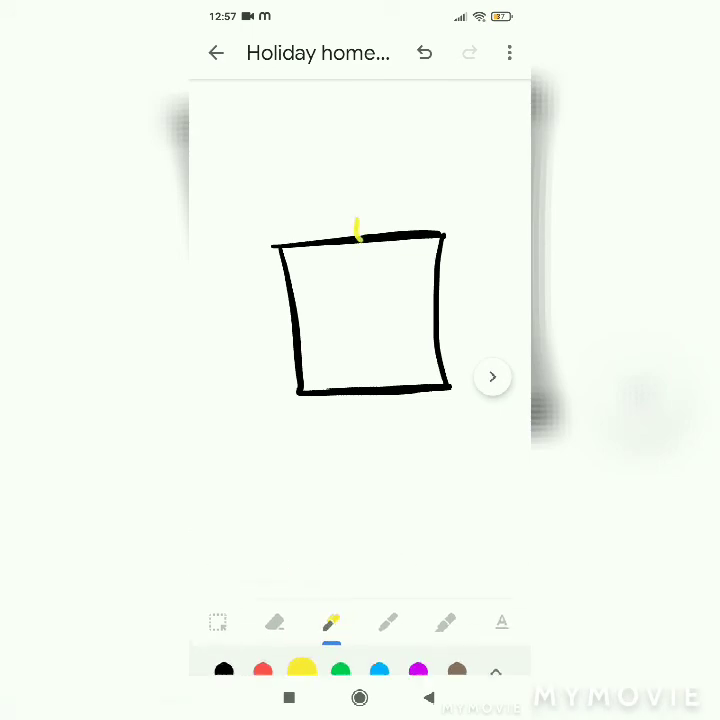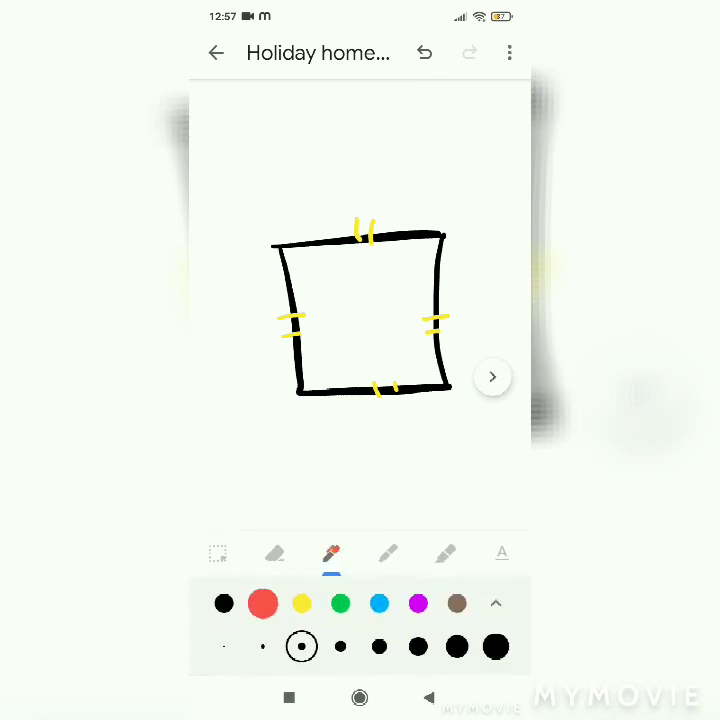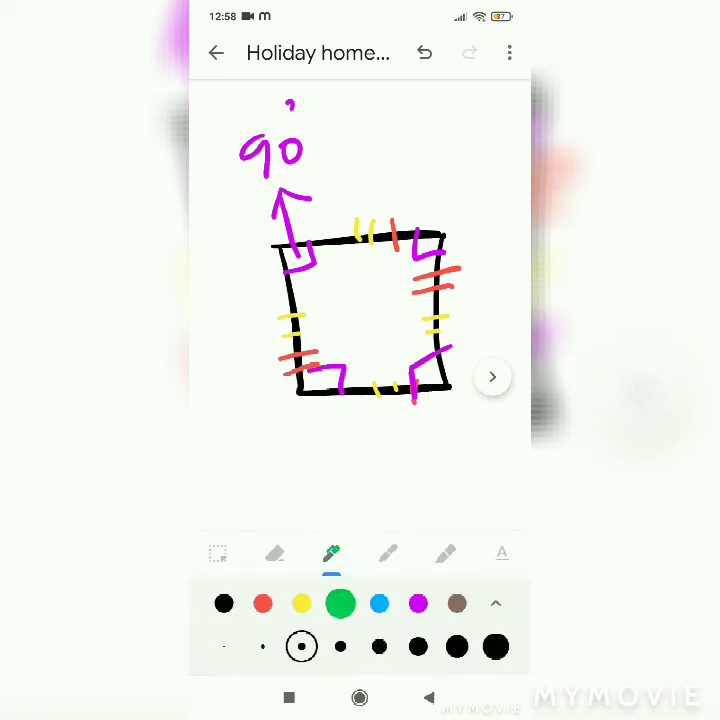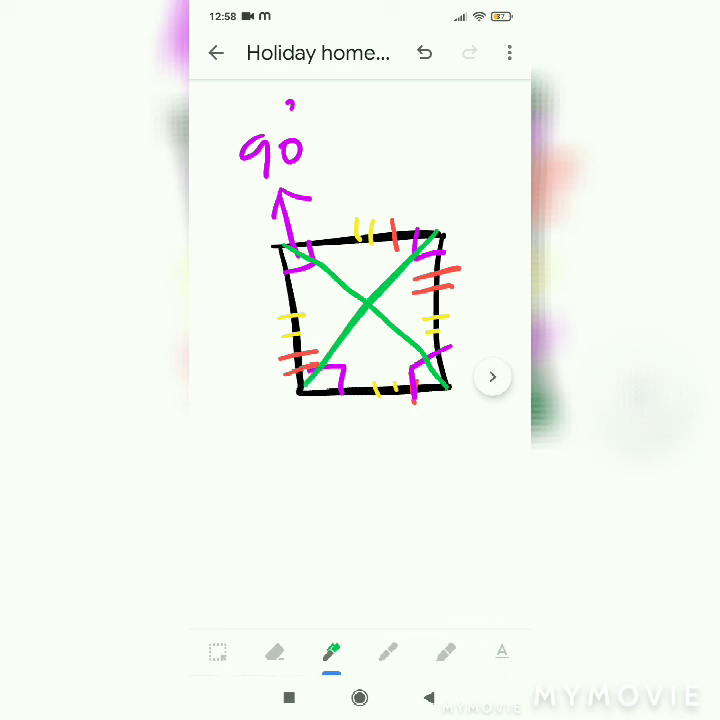All the sides are equal. Opposite sides are parallel to each other. Next, all angles are 90 degree. I'll write it. All angles are 90 degree, as you can see. Then all the diagonals are equal. They have two diagonals, and diagonals are equal and are perpendicular, means 90 degree, and they are equal even.